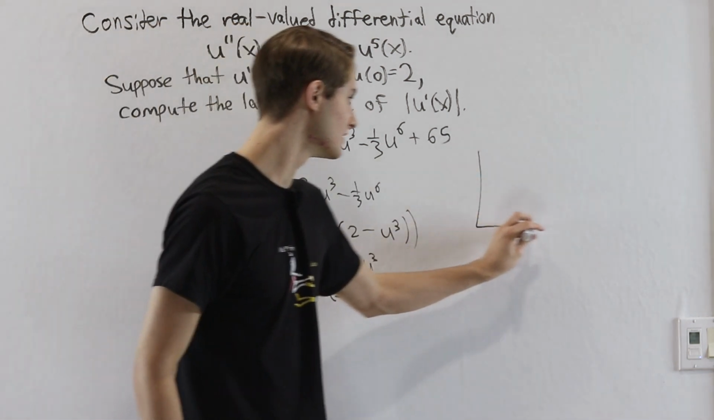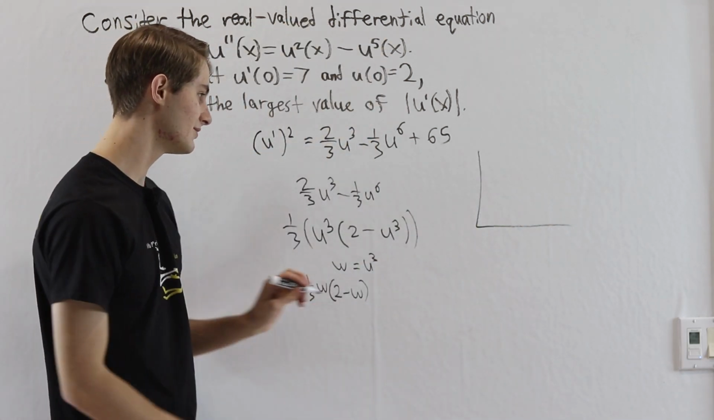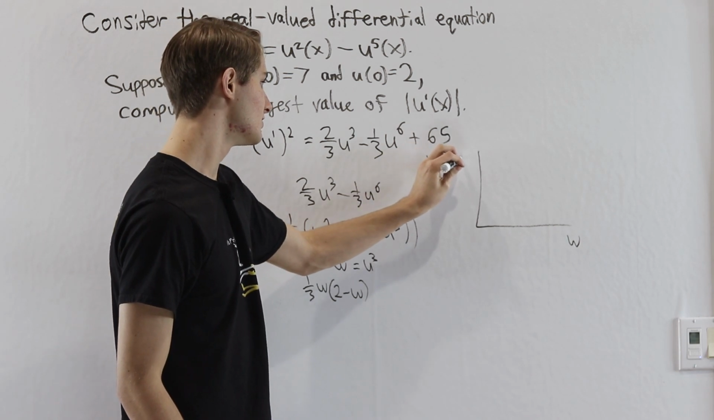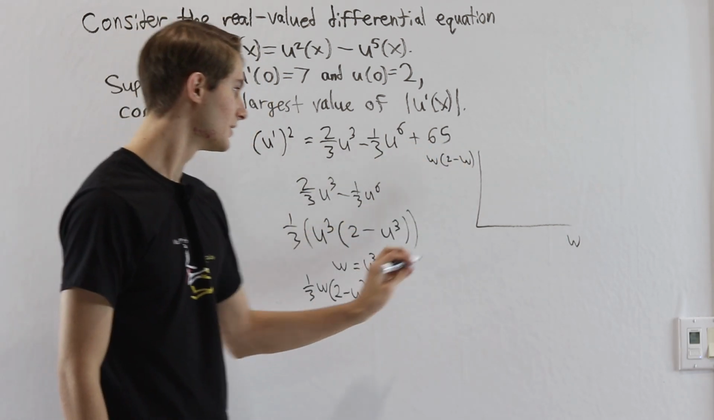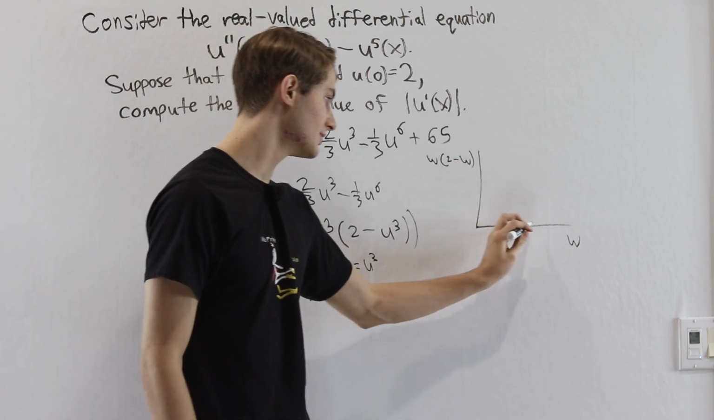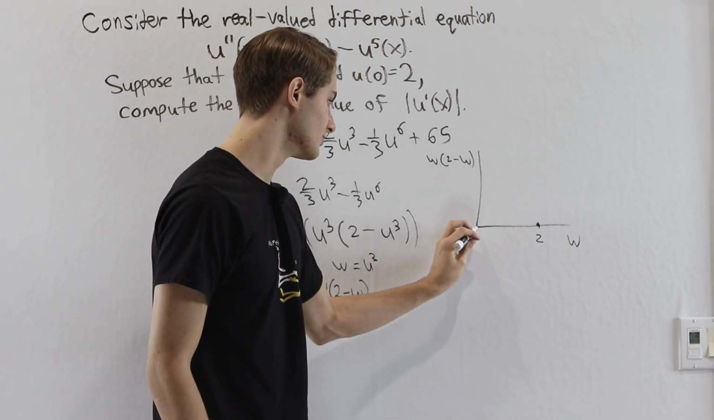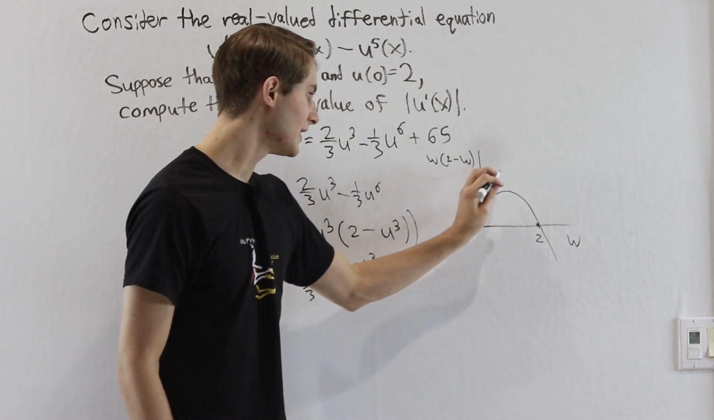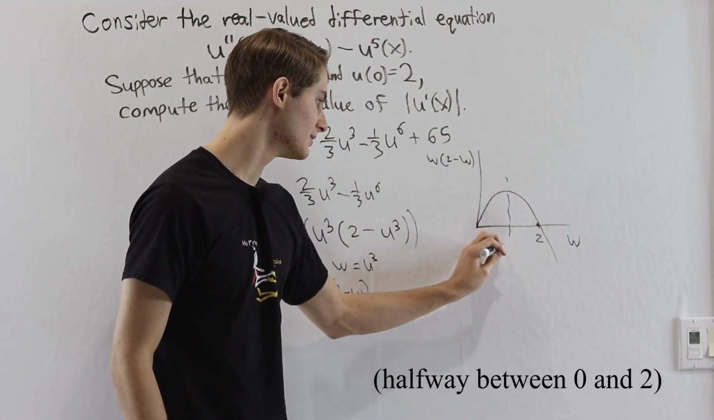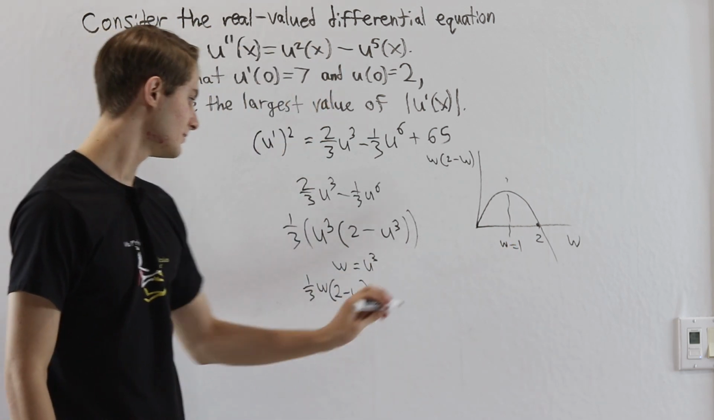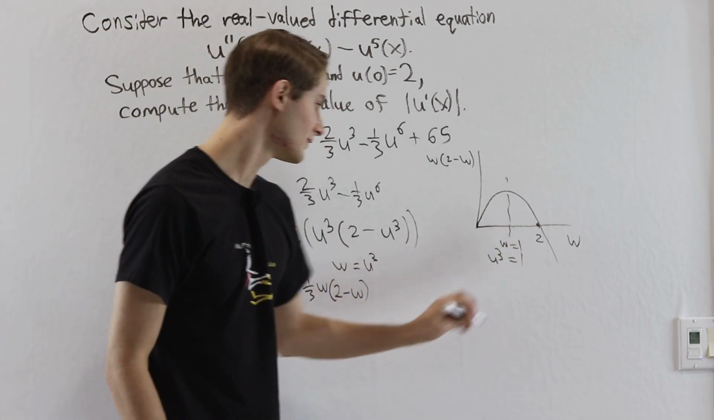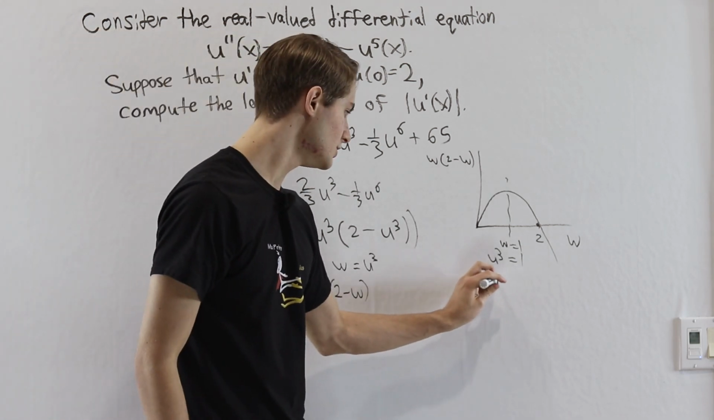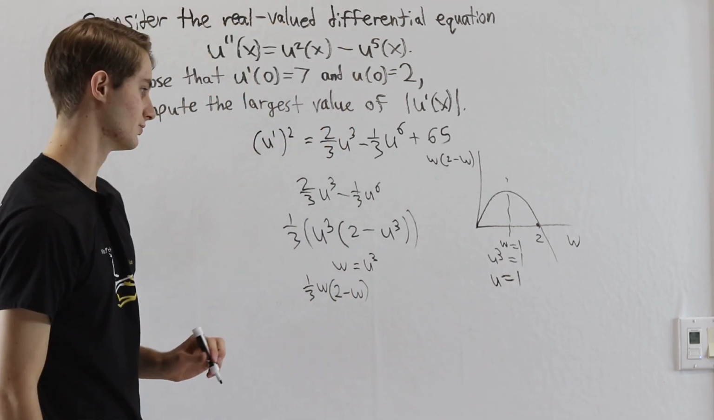Well, we can just take a little graph and figure out what we have here. If we have w on the horizontal axis, and then w times 2 minus w right here, we're going to have a 0 at w equals 0 and a 0 at w equals 2, with our parabola pointing down just like that. The maximum value is going to happen when w equals 1. That means u cubed equals 1. And if we're just looking at real values, the only solution to u cubed equals 1 is u equals 1.